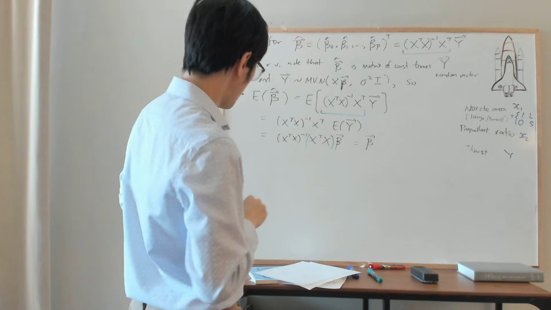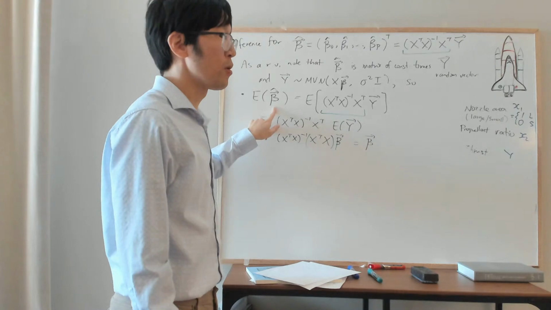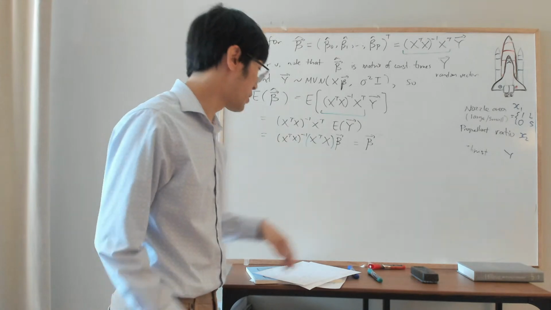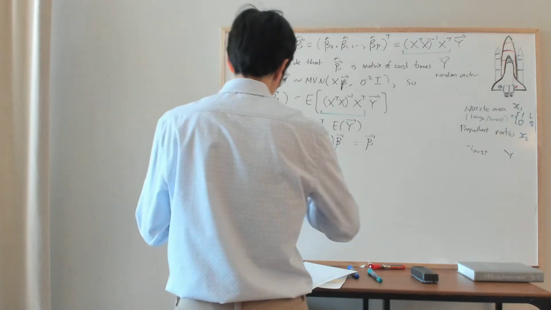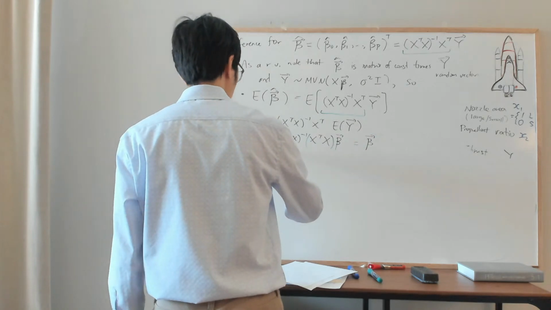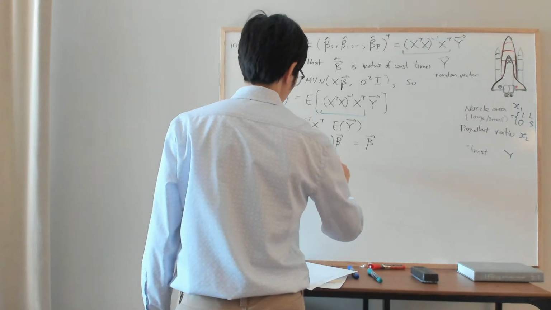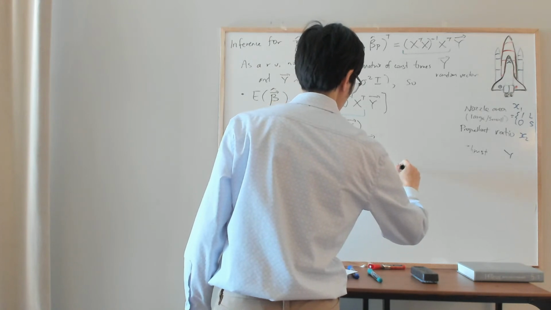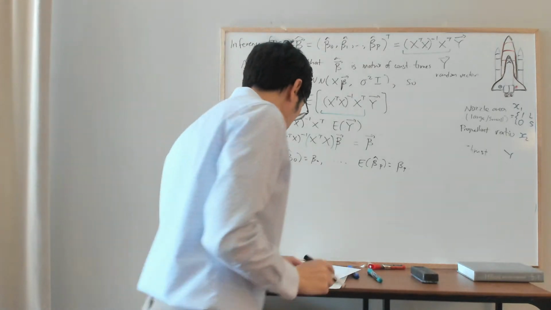So the mean vector of the random vector beta hat is the true unknown betas. In other words, all of the estimators for the corresponding betas are unbiased. If I were to take the expectation of beta 0 hat, that's beta 0, and so on. So the beta estimates are unbiased.